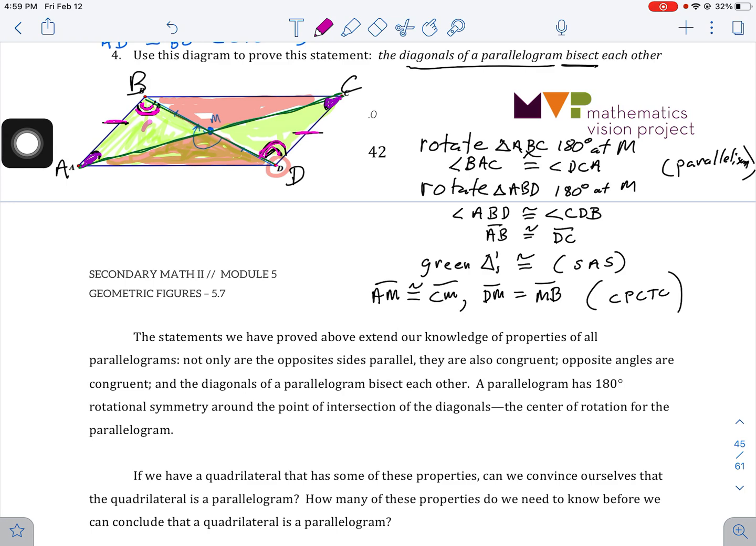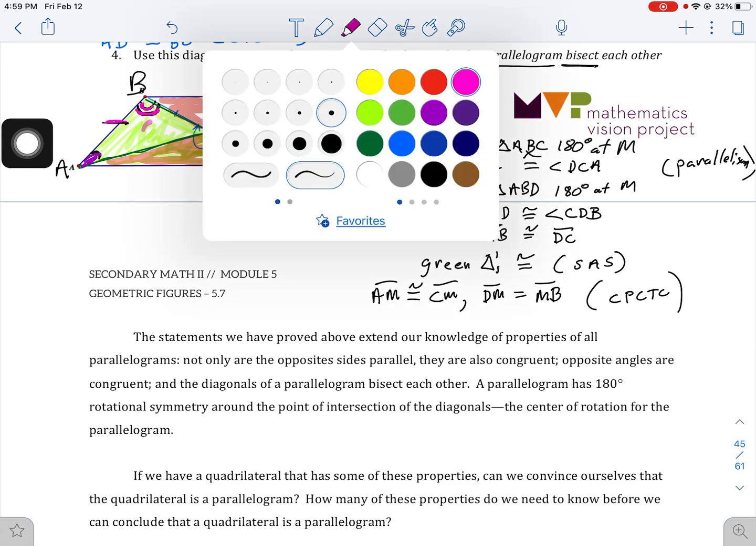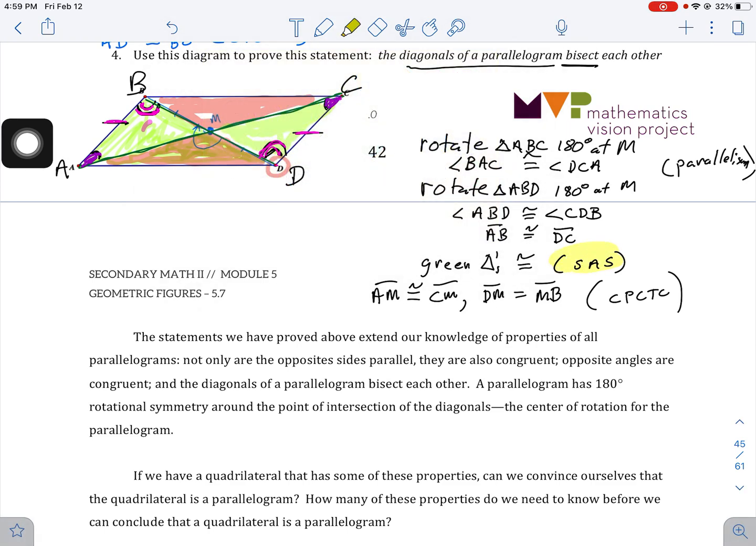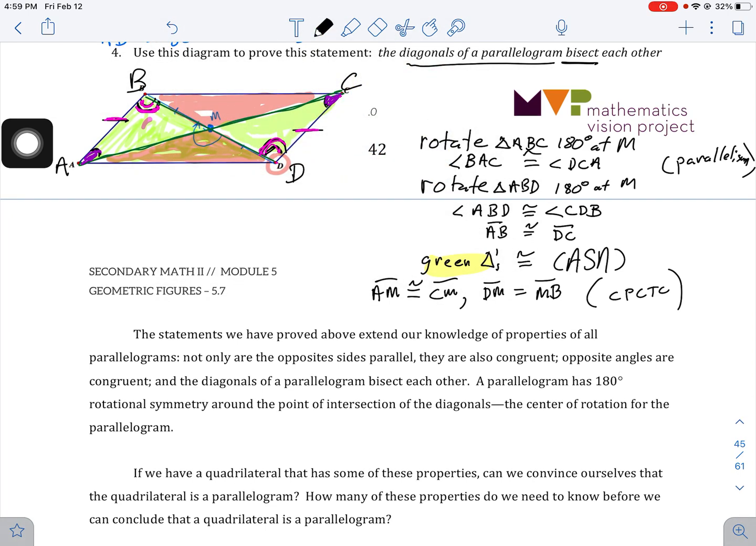So now we can use side angle side to say that the green triangle must be congruent. Side, actually it's not side angle side, it's angle side angle. Let me fix that. So it's angle side angle, you can see in the diagram.